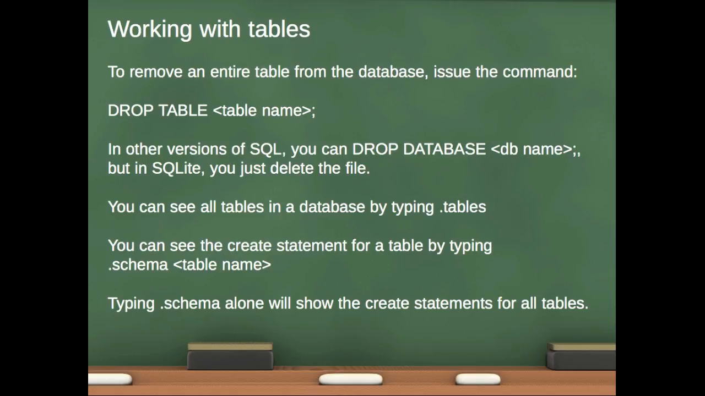If we want to see all the tables in the database, their names, we can just type .tables, and this will show us all the tables within a database. We can see the create statement for a table by typing .schema and then the name of that table. And if we type .schema without a table name, we can show the create statements for all of our tables within the database. So this is a brief overview of working with SQLite 3, and we're going to get started with a couple of demos.